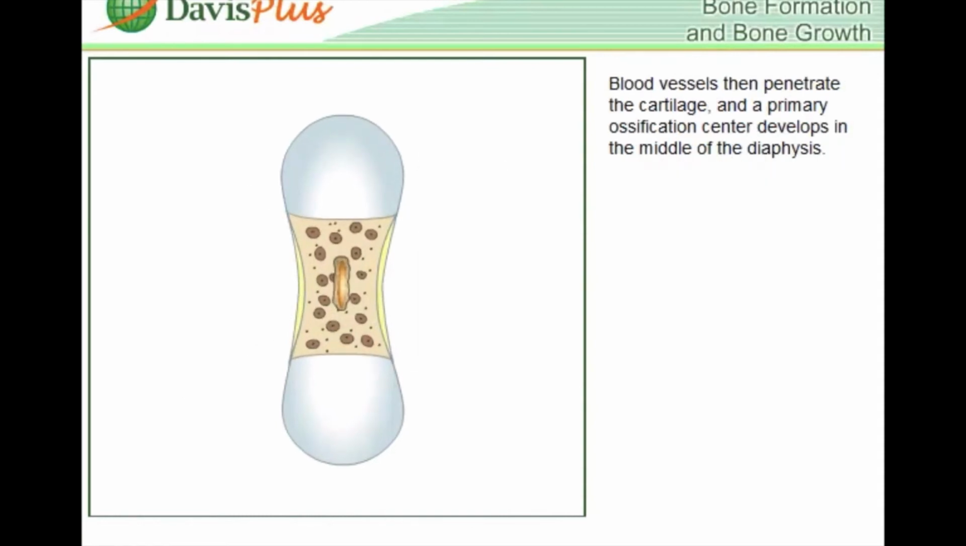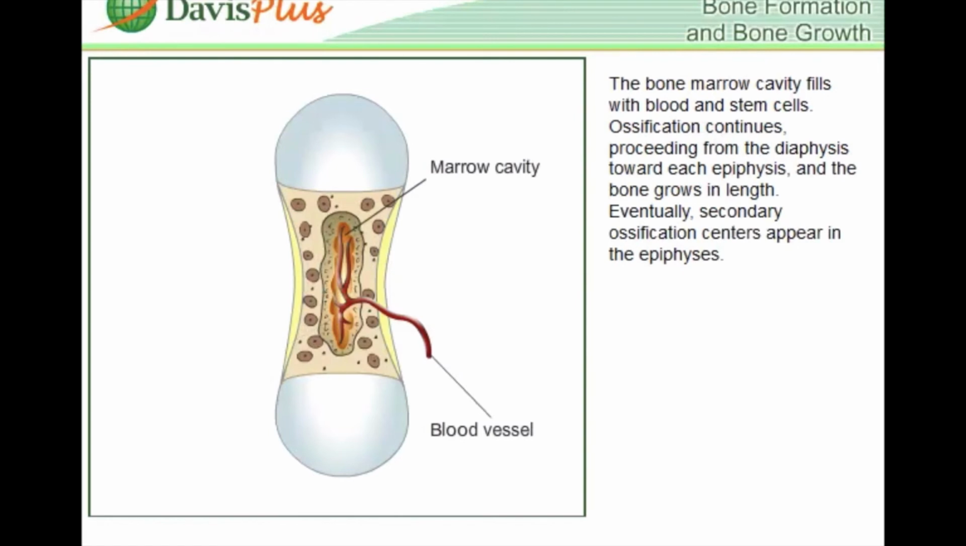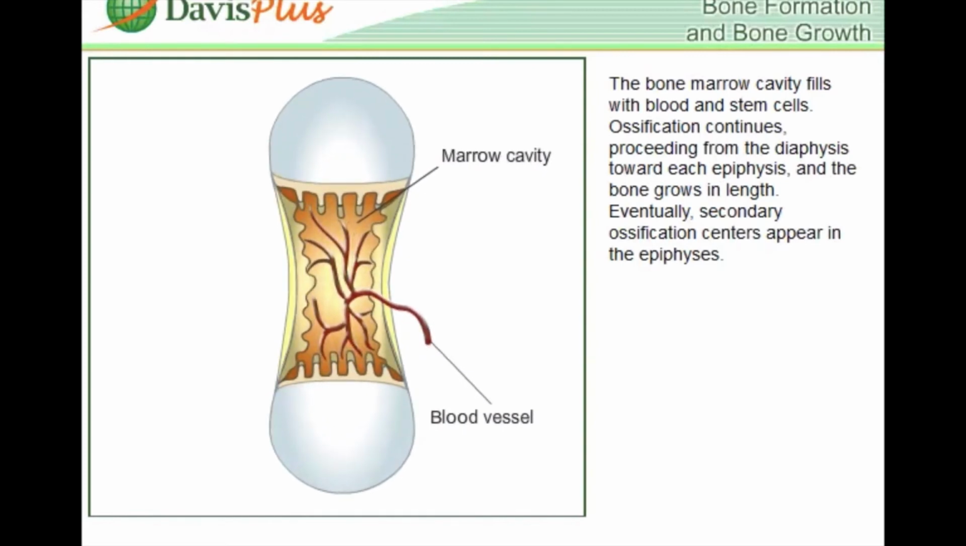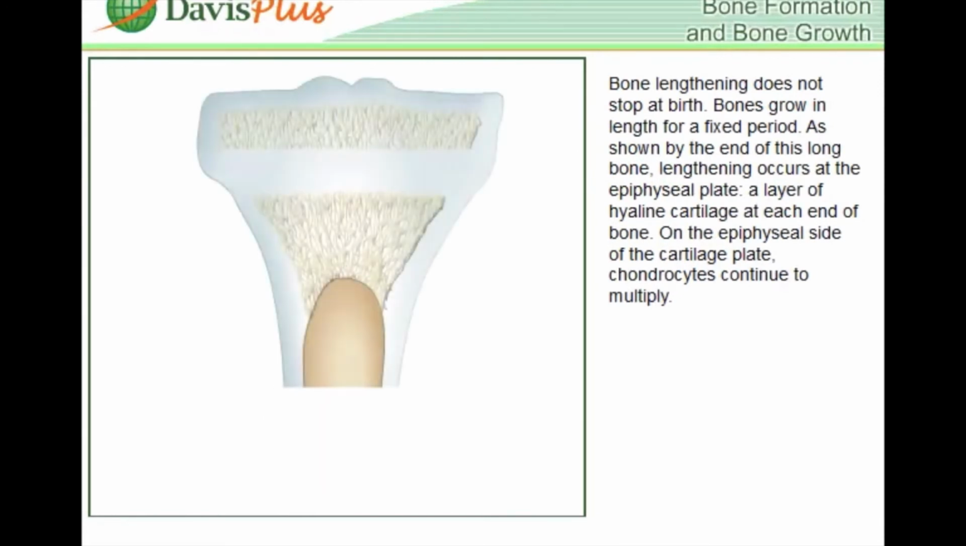Blood vessels then penetrate the cartilage, and a primary ossification center develops in the middle of the diaphysis. The bone marrow cavity fills with blood and stem cells. Ossification continues, proceeding from the diaphysis toward each epiphysis, and the bone grows in length. Eventually, secondary ossification centers appear in the epiphyses. Bone lengthening does not stop at birth. Bones grow in length for a fixed period. As shown by the end of this long bone, lengthening occurs at the epiphyseal plate, a layer of hyaline cartilage at each end of the bone.